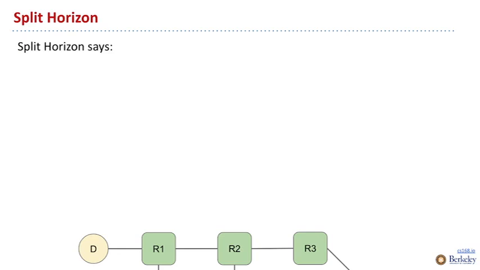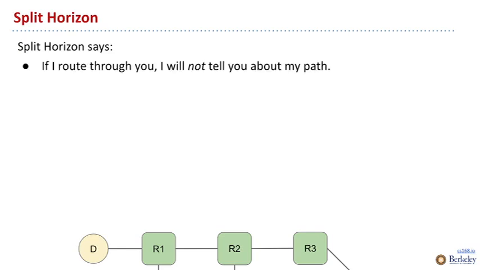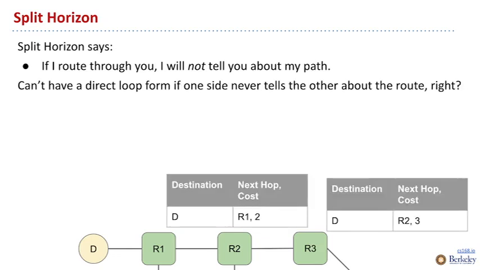So split horizon comes in, and the rule with split horizon says, if I have a route through you, I will not tell you about my path. I will not tell you about that route. Because why would I ever tell you about a route that goes through you? If I tell you about it, you shouldn't ever have to use it. If you do have to use it, we're in a loop. Because if you give me a packet, I'm going to give it right back to you. And this sounds pretty good.